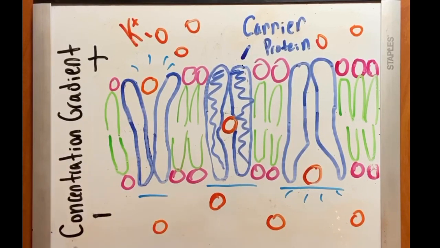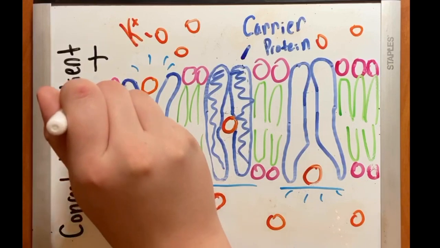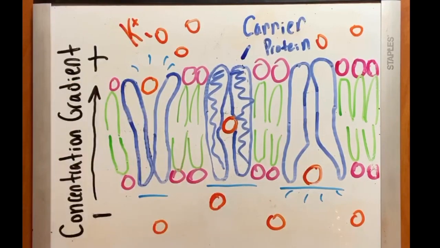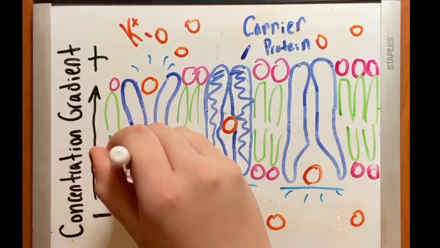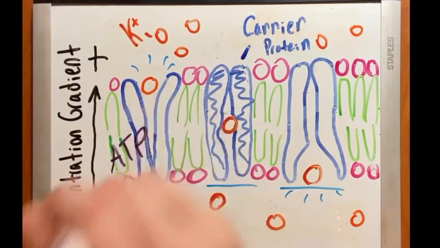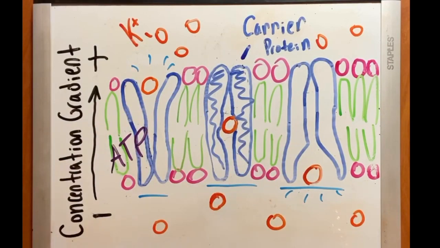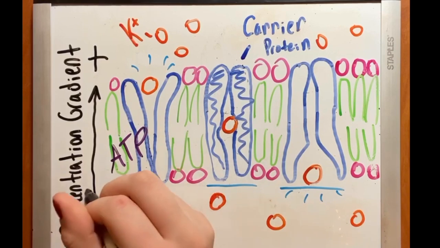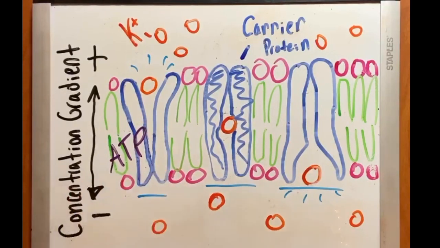Unlike channel proteins, carrier proteins may go against the concentration gradient, and thus are a form of active transport where energy, or ATP, is required. Carrier proteins can also perform facilitated diffusion, where substances are carried down their concentration gradient and no energy is employed. This is a form of passive transport of substances that do not readily cross the cell membrane.